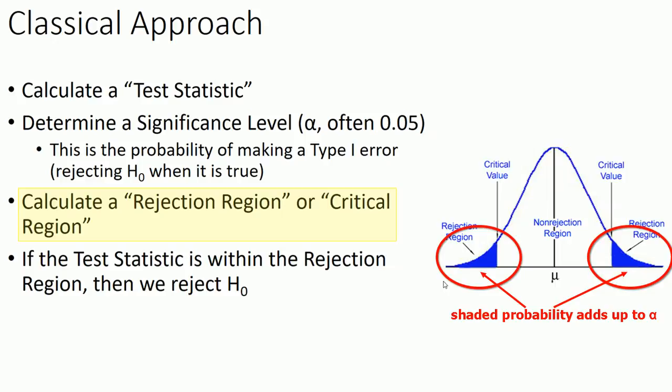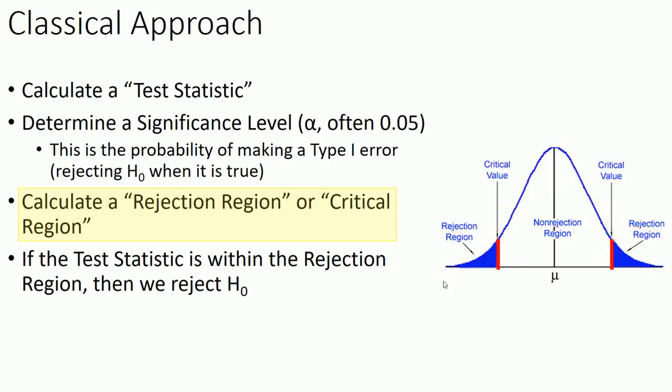Okay? And then the rejection regions are going to be bounded by what we call critical values. So that's why they're often called critical regions with critical values. They're not called rejection values. They're critical values. That's consistent across all texts. So you get a couple critical values, and then if the test statistic is within the rejection region, or if it's beyond our critical value, we reject the null hypothesis.